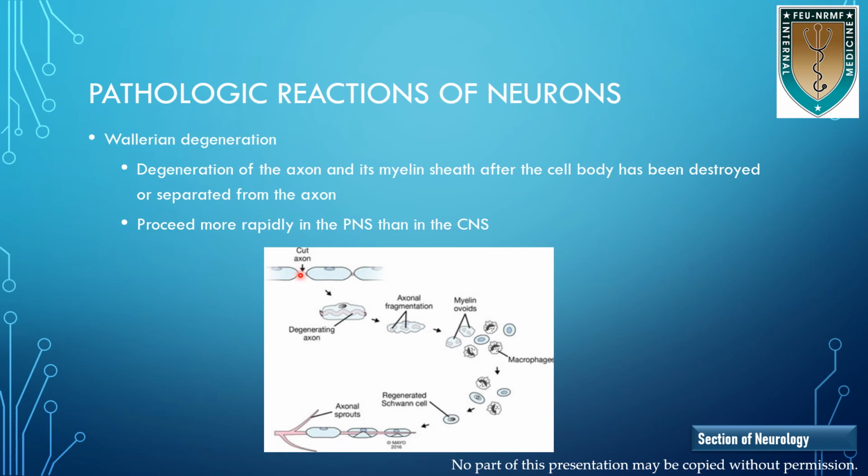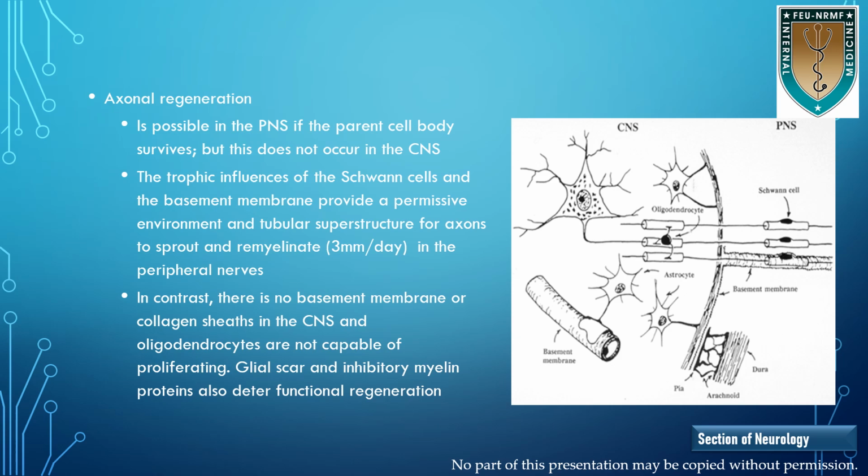Wallerian degeneration is the degeneration of the distal axon and its myelin sheath after the cell body has been destroyed or separated from the proximal axon. This proceeds more rapidly in the peripheral nervous system than in the central nervous system. Axonal regeneration is possible in the peripheral nervous system if the parent cell body survives, but this does not occur in the central nervous system.